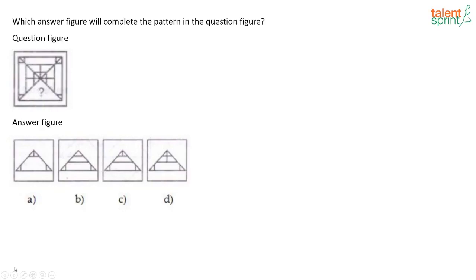Next question. Which answer figure will complete the pattern in the question figure? See, again, a very, very easy question here. Here if you see, something should come here. So what should come here? It should be like this, right? So the only figure out of all these figures which has this shape is option D. Directly you can take option D.